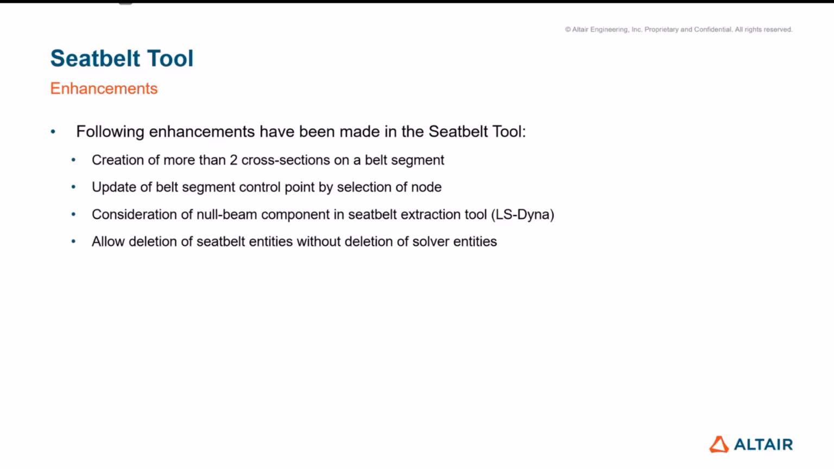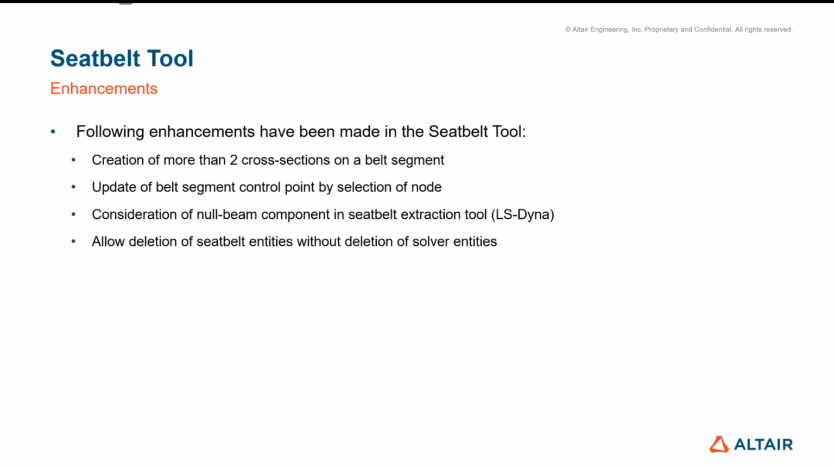For LS-Dyna specific, we have now the consideration of the null beam component when we extract the belt. So this is specific when the customer wants to use the seatbelt tool in HyperMesh and the belt is coming from another preprocessor, so that you need to extract the belt. And with this enhancement, we now consider more those specific beam components on the seatbelt.